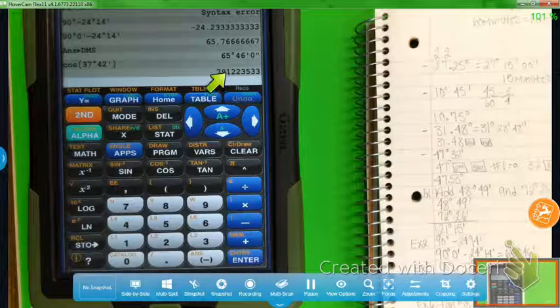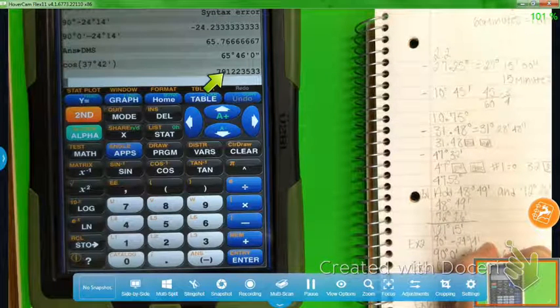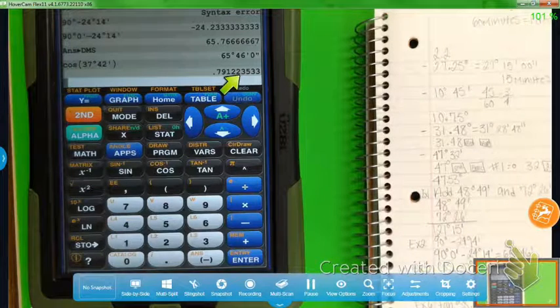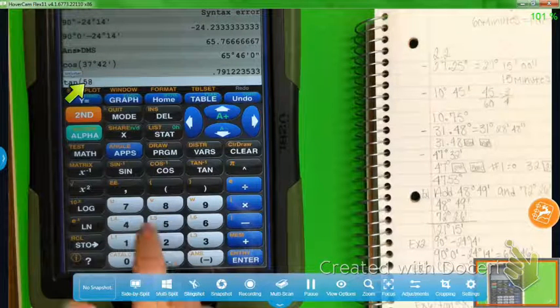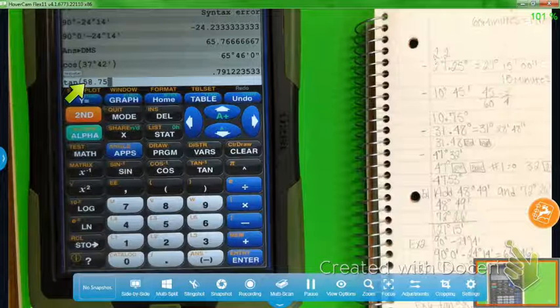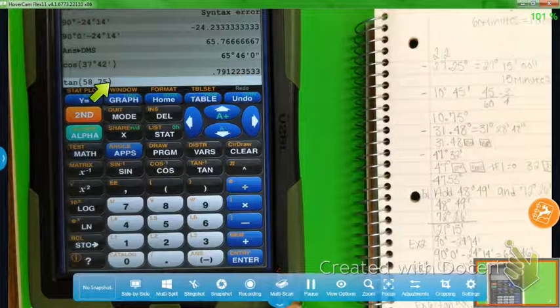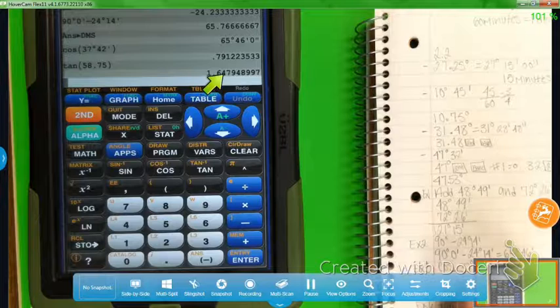So that's your answer, and you can round it to whatever they suggest. I guess we'll round it to 4 decimal places, so our answer would be 0.7912. Now let's type in the other one, which was tangent of 58.75, just typing in that straight decimal. You don't have to put the degree on there, because when we hit mode, we told the calculator to assume it's degrees. You hit enter, and now your answer is 1.6479.